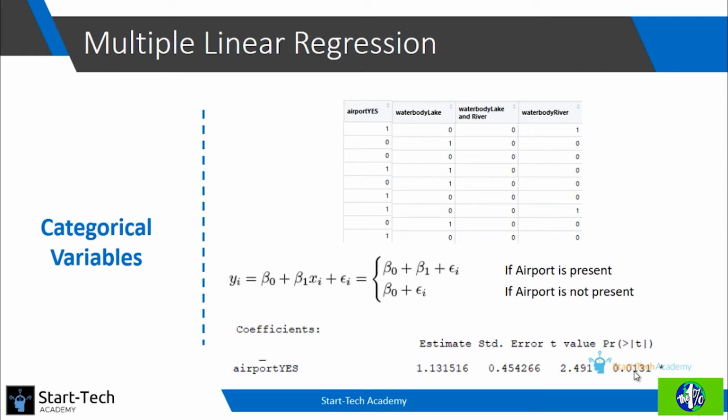Also note that this coding of airport yes as 1 and airport no as 0 is arbitrary. We can use other values also. The result will have the same interpretation regardless of these values.